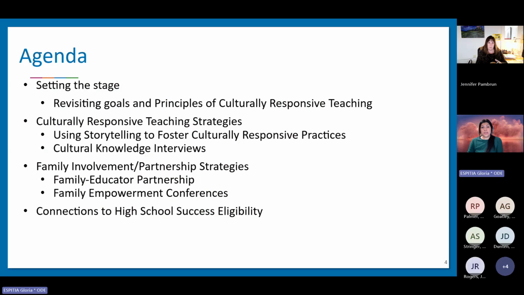Conferences. And then we'll close with making connections to our high school success eligibility.